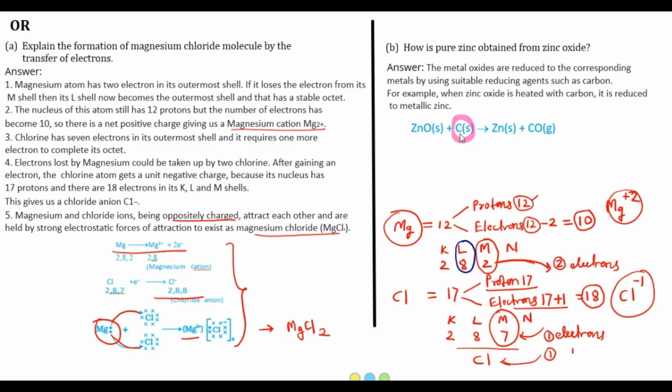Agent means which is helping the reaction. So carbon is helping us to convert this zinc oxide to zinc. That's why it is called a reducing agent. So this is the answer for question B. I hope you understood the explanation of this question. Now we'll move on to the next question.